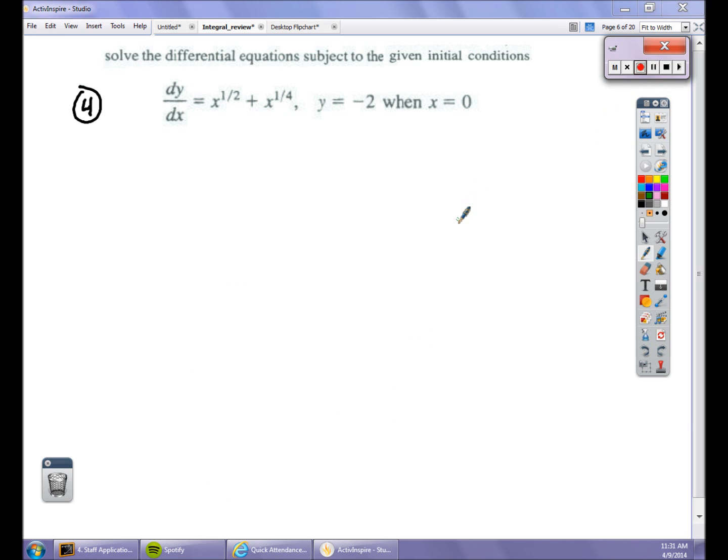Question 4, solve the differential equation given the following conditions. AKA, we're going to solve for c. I'll give you a second. First, I'm going to cross multiply, setting dy equal, and then I'm going to integrate.